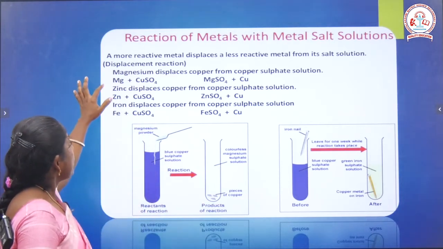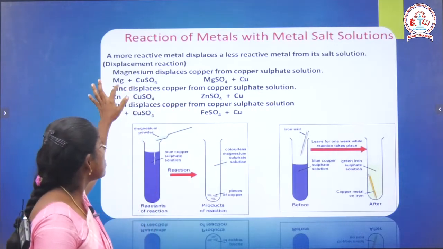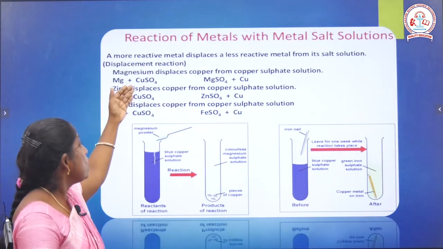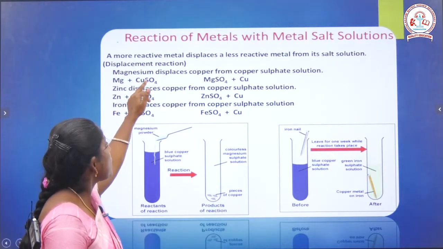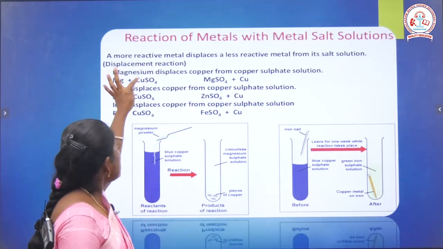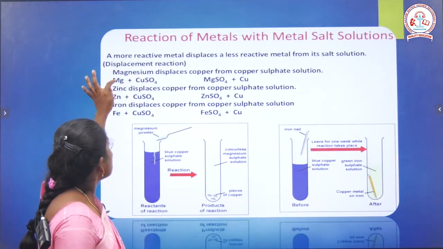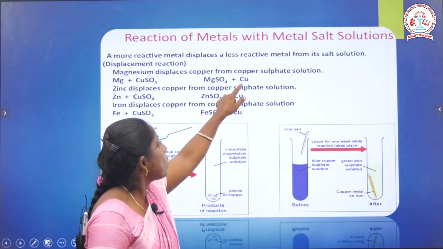So that is why magnesium displaces copper from copper sulfate solution. Because magnesium is more reactive than copper, magnesium reacts with copper sulfate, that is CuSO4, and magnesium replaces the copper, so it changes into MgSO4 plus Cu.